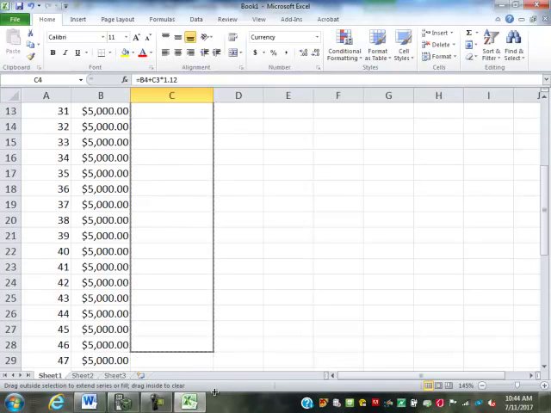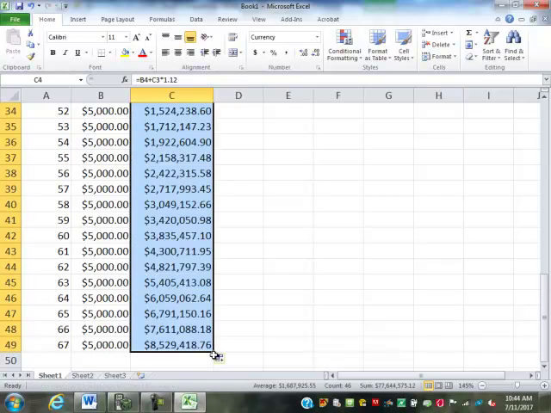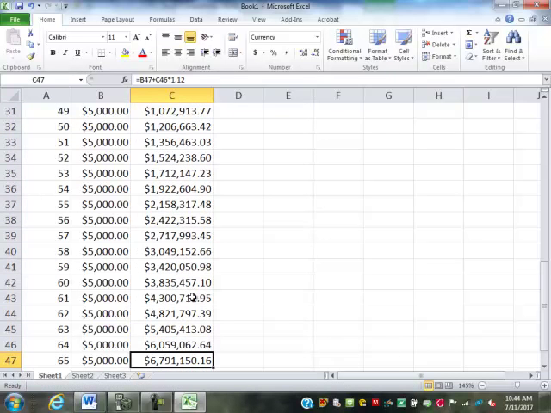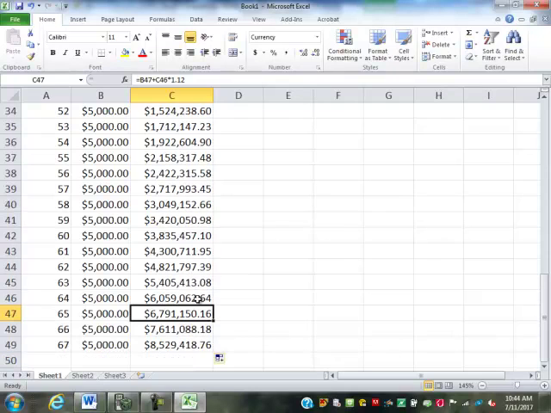Anybody want to guess how much this is going to be at 67? That 5,000 every year? Over $1 million. A couple million. About 8 million. Holy. Yeah, it grows, and you can see how much it jumped every year in the last few years. It really jumped.